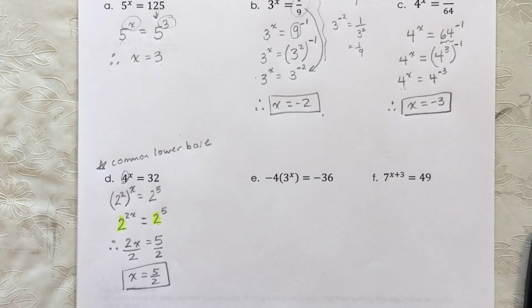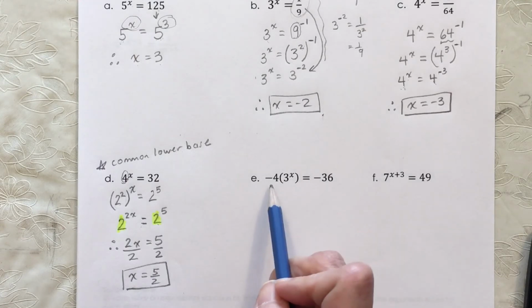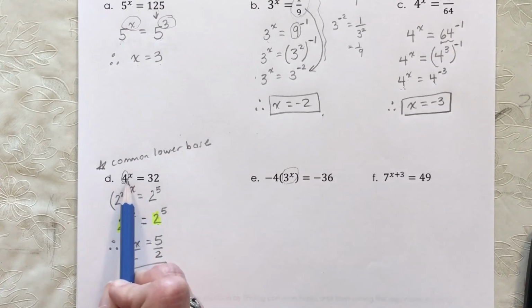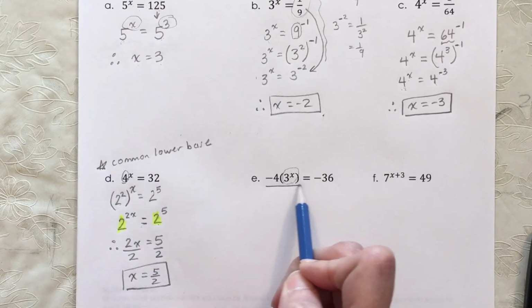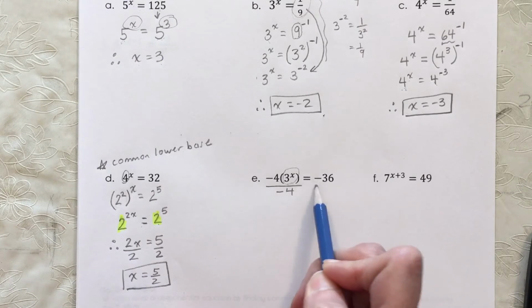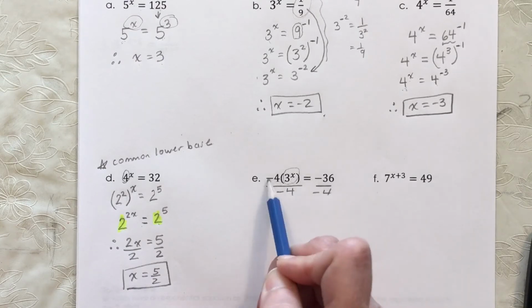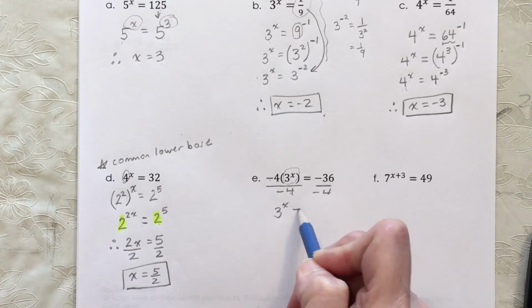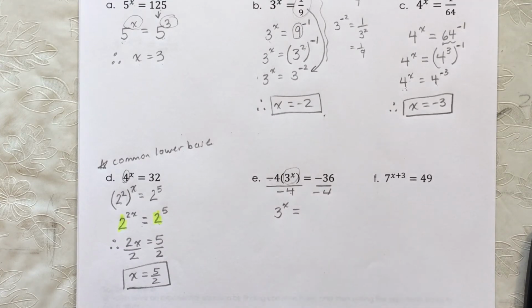All right, next one. So this one's a little trickier because our exponential term isn't by itself, so we want to get it by itself. So we're going to start off by dividing both sides by -4. So -4 divided by -4 is 1. So now on this side we just have our exponential term, 3 to the x. And on the right side we get +9 because -36 divided by -4 is +9.